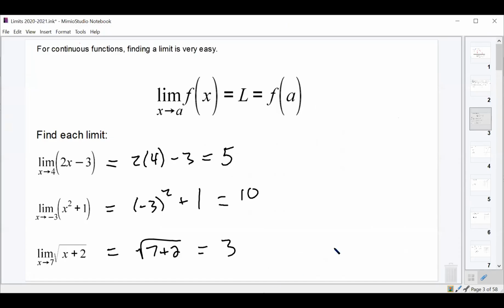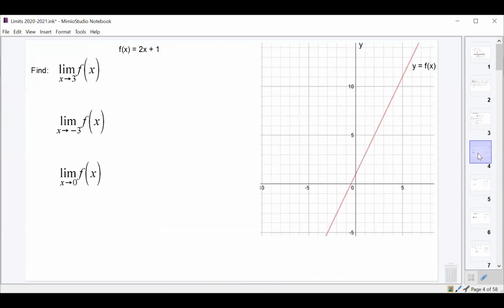Yes. Cool. All right, anybody have any issues with this basic idea here that if we have a continuous function, the limit is just the value of the function at a? No. All right. Cool. So real quickly, tell me, if f of x is 2x plus 1, what's the limit as x approaches 3 of f of x? 7. 7, easy. 2 times 3 plus 1, 7.